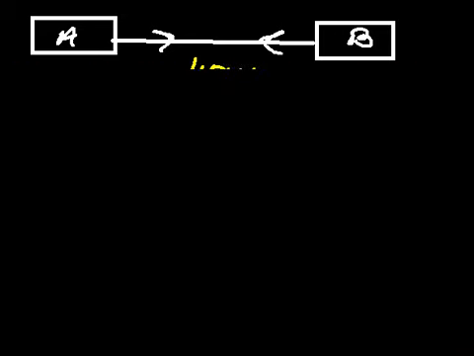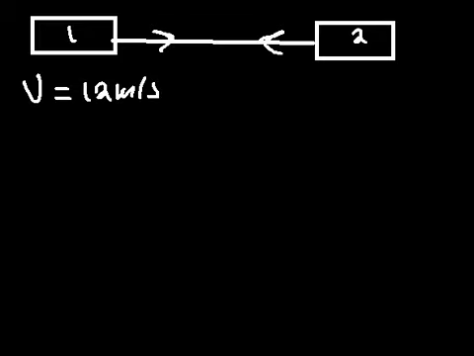So now, what if one object is moving at a constant speed? Let's say, now I have to change the notation of the objects. Let me use object 1 and object 2. Assuming that object 1 is moving at a constant speed, the velocity is given as 12 meters per second.